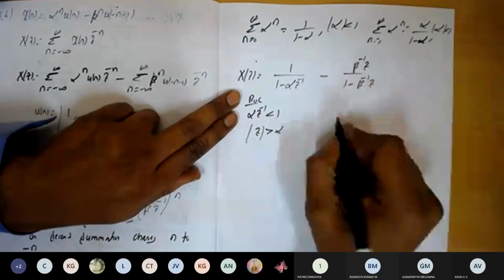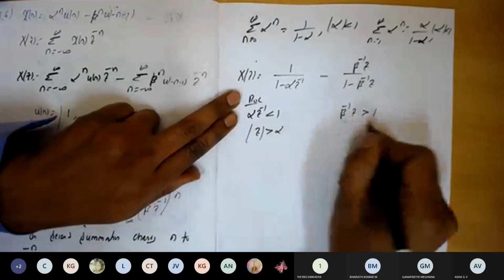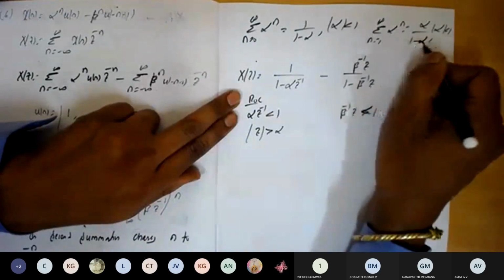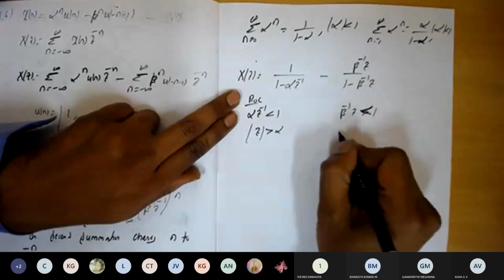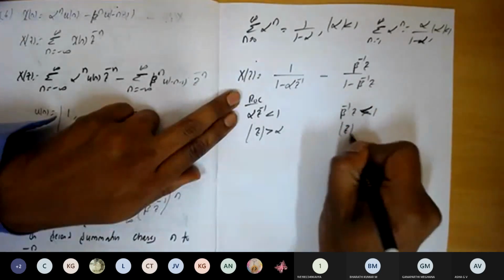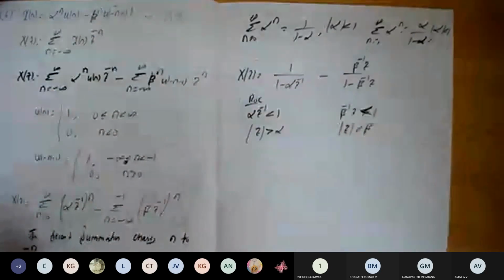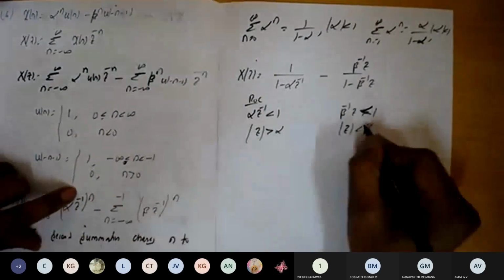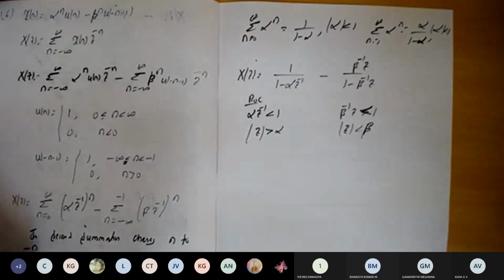And similarly for this one, beta inverse into Z should be less than 1, sorry, not greater than 1. It should be less than 1, since this is in place of alpha. Or the Z should be less than beta. So Z should be less than beta. Already we have seen this one, so that's why I'm writing directly: Z should be less than beta.